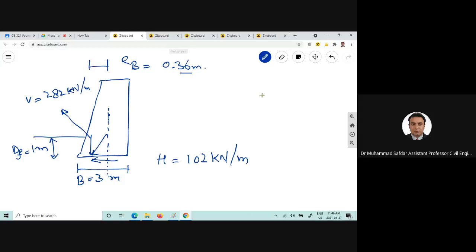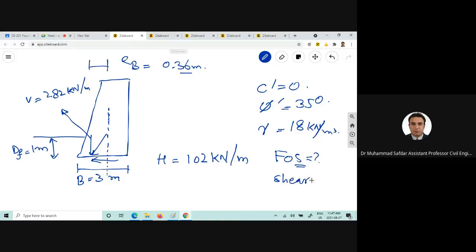Shear strength parameters information is also given. c prime is equal to 0. Phi prime is equal to 35 degrees. Unit weight of the soil is 18 kilonewton per cubic meter. We need to find out the factor of safety against shear failure. Against shear failure, okay?